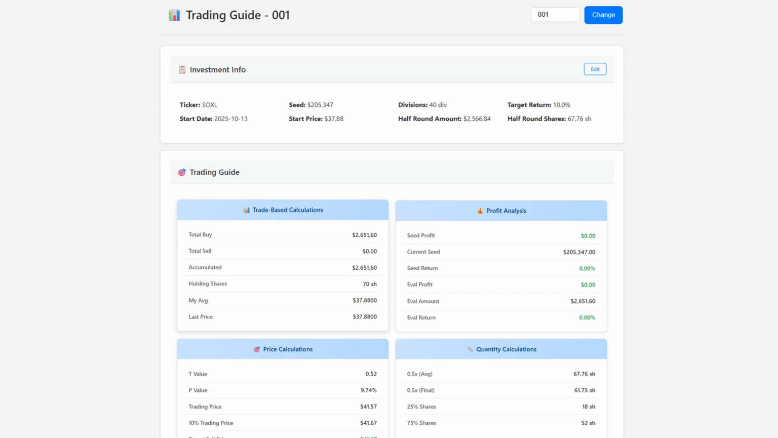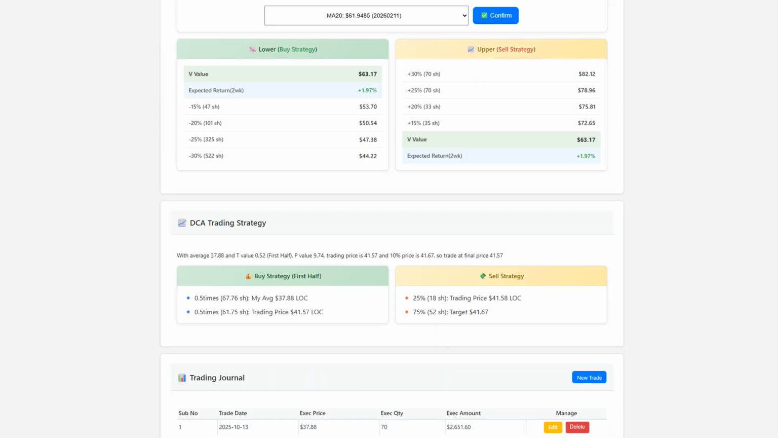Now look at the DCA Trading Strategy. This is where the magic happens. The planner has created a new plan. The buy strategy recommends half at $37.88 and half at $41.57, both as limit on close orders. The sell strategy sets 25% at $41.58 and 75% at $41.67. You place these orders in your brokerage app and wait.